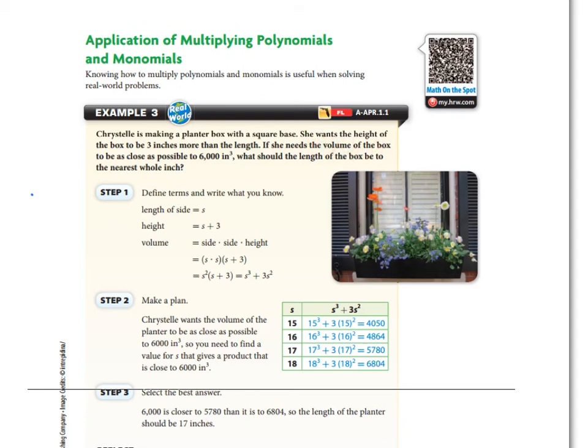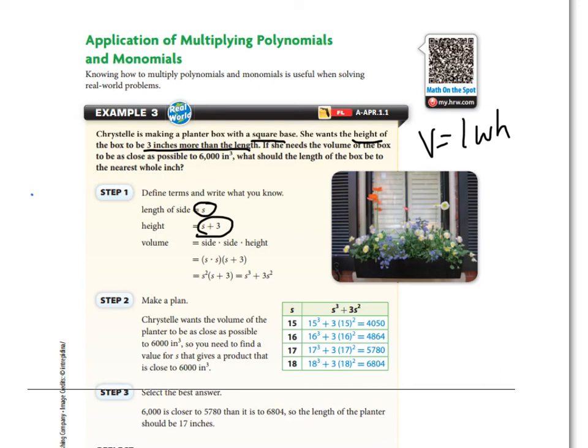Well, the volume of a box we know is V equals length times width times height. Now, one thing we do know is that it's a square base, which means 2 of the sides will be the same. And we want the height to be 3 inches more than the length. So if the length is s, and the height needs to be 3 more than that, then the height is 3 plus s, or s plus 3.